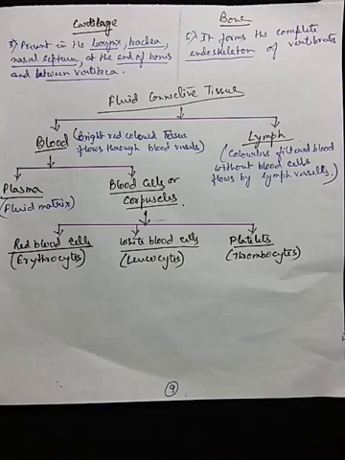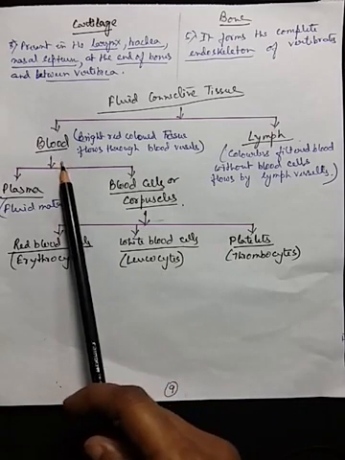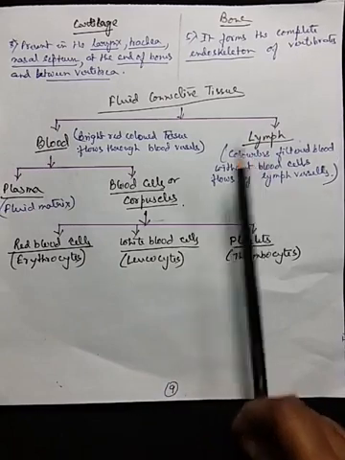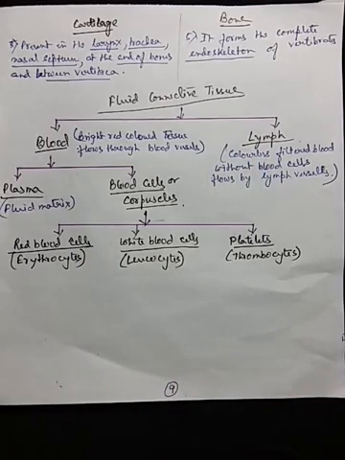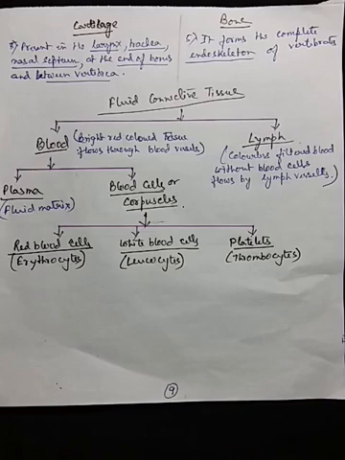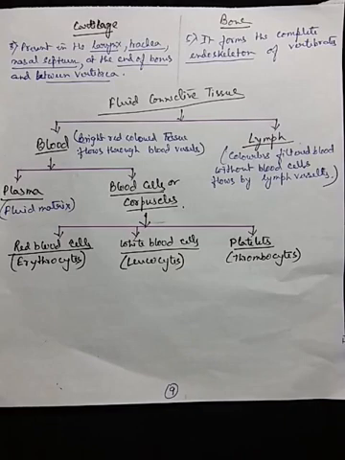Now, the fluid connective tissue, definitely fluid in nature. Two types of fluid connective tissue you can see. One is blood, another one is lymph. The blood is bright red in color because of the hemoglobin, and lymph is a more or less colorless fluid. Blood flows through the blood vessels, lymph flows through the lymph vessels.